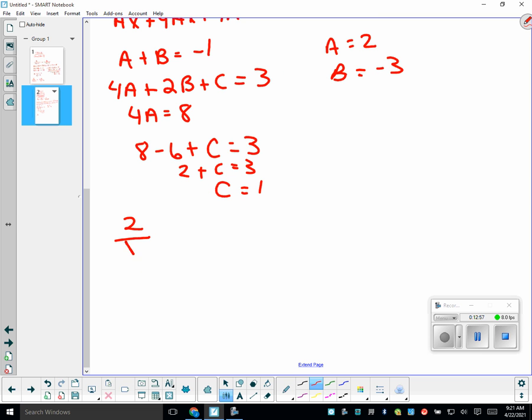So, what is my answer? 2 over x, plus negative 3 over x plus 2, plus 1 over x plus 2 squared. Does that make sense? It's a lot, but it's not much new. A lot of it you're using what you've used in the past, right?